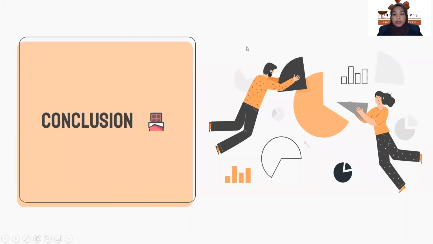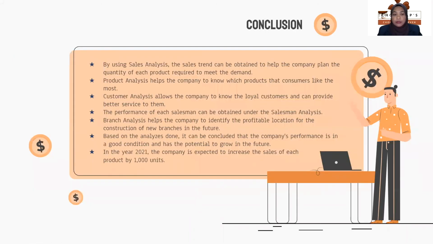And the last part of this presentation is the conclusion. The conclusions are, by using sales analysis, the sales trend can be obtained to help the company plan the quantity of each product required to meet the demand. Product analysis helps the company to know which products consumers like the most. Customer analysis allows the company to know the loyal customers and provide better service to them. The performance of each salesman can be obtained under the salesman analysis. Branch analysis helps the company to identify profitable locations for the construction of new branches in the future.